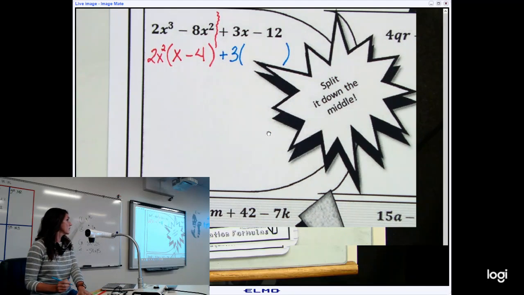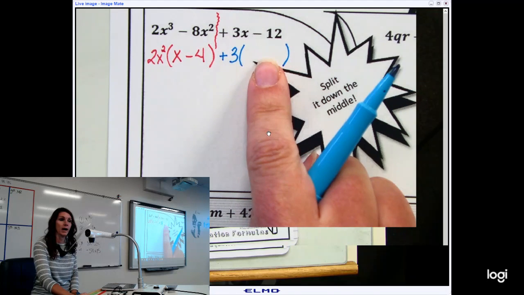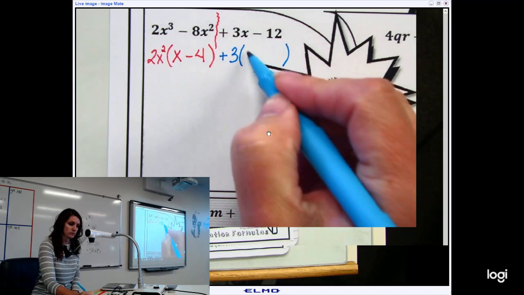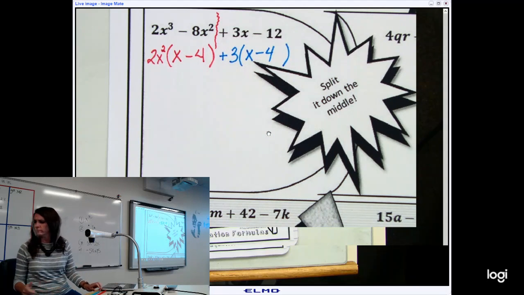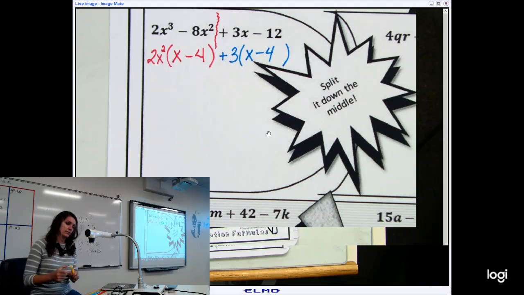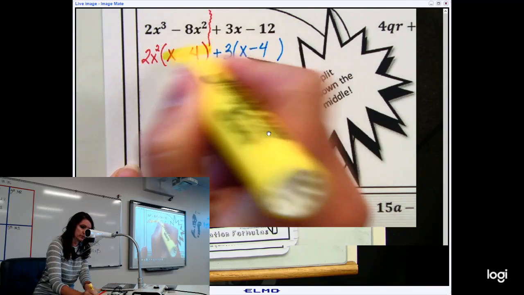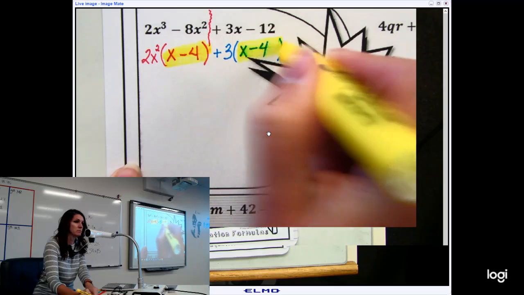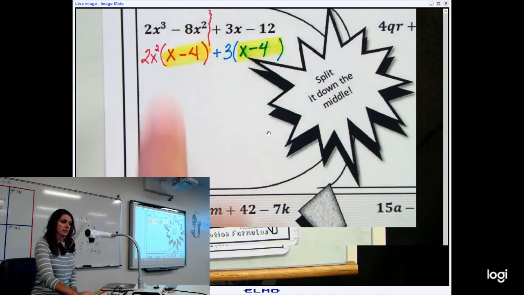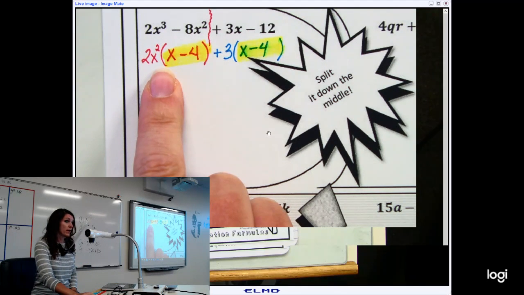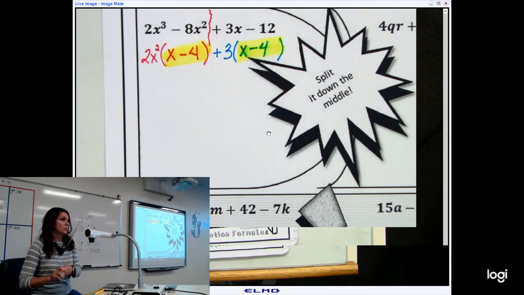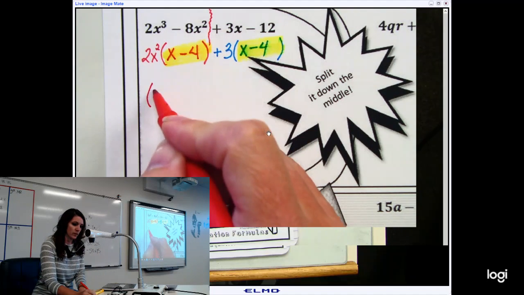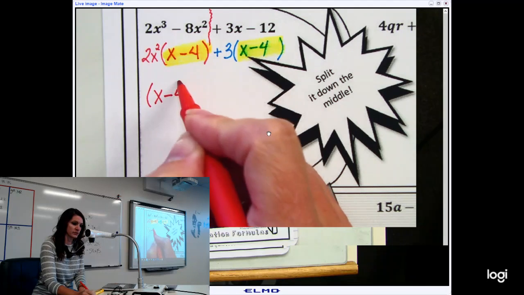All right, after I factor out that 3, what would I have? X minus 4. Okay, are you guys noticing anything? Both have the same factor. I've got an x minus 4 on the left, and I have an x minus 4 on the right. So that means it's a common factor. If I have a greatest common factor of x minus 4, we're really good at pulling our greatest common factor out front, so that's what we're going to do. X minus 4, we factored it out front.